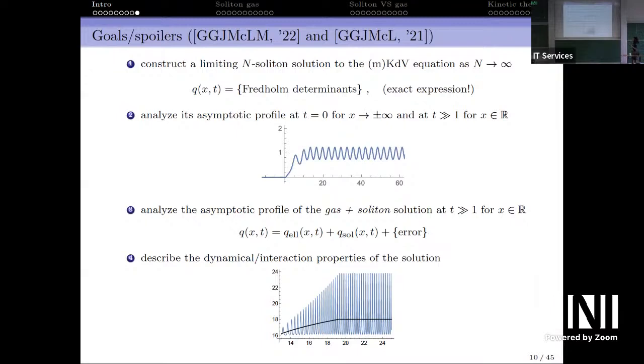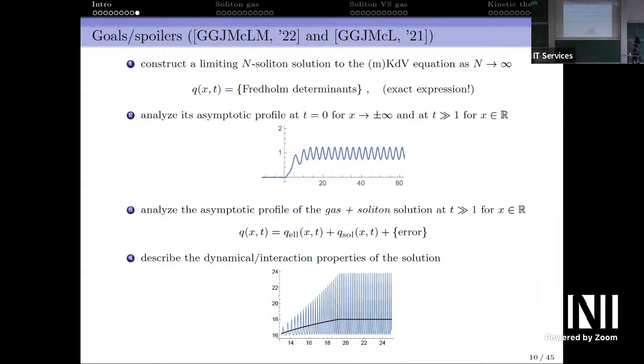And once we have the solution, we have a Riemann-Hilbert problem attached to it. We want to study long-time asymptotics. This is how the profile would look, at t equals zero and also at a large time. For x negative, the solution is exponentially small, and for x positive, it behaves like a modulated elliptic wave.